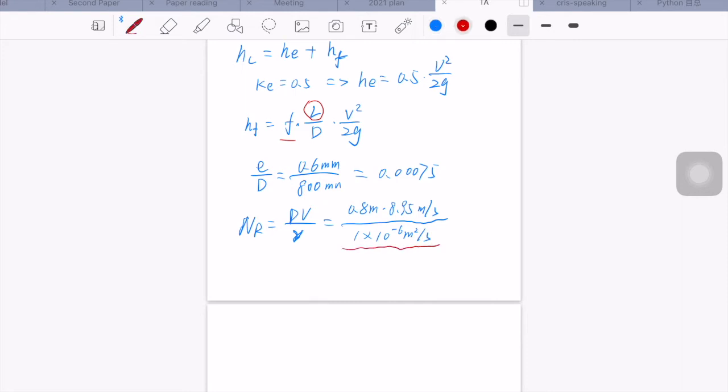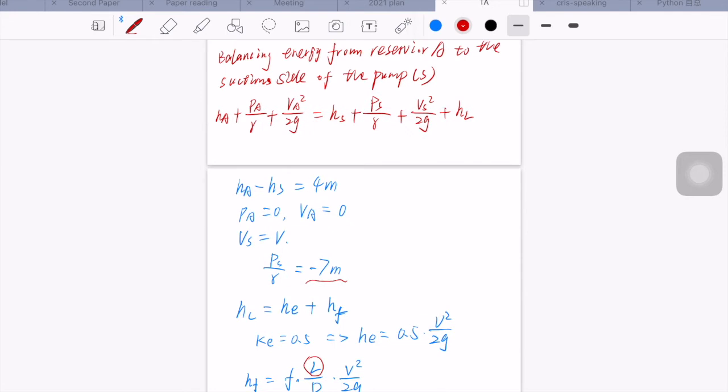This is because the temperature of the water equals 20 degrees Celsius. So our Reynolds number is 7.16 times 10 to the power of 6. So now we can use the Moody diagram to find the F. The F is 0.0185.